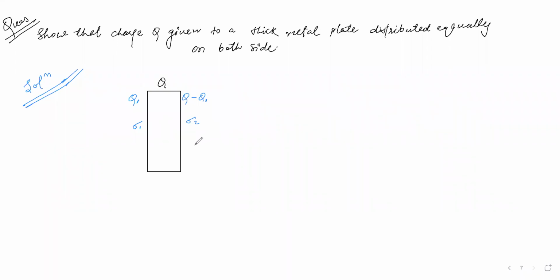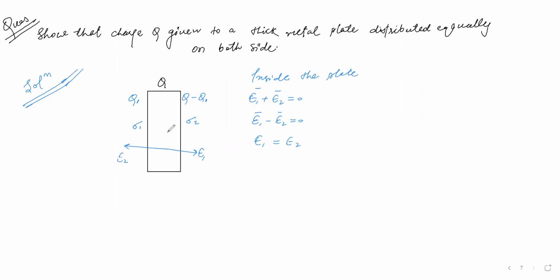What will be the field inside the plate? For this point, the electric field is along this side, or it is along this side. Inside the plate, either E1 plus E2 is equal to 0, or E1 minus E2 is equal to 0. Am I right or not? Both are in opposite direction, so finally we can write E1 is equal to E2.